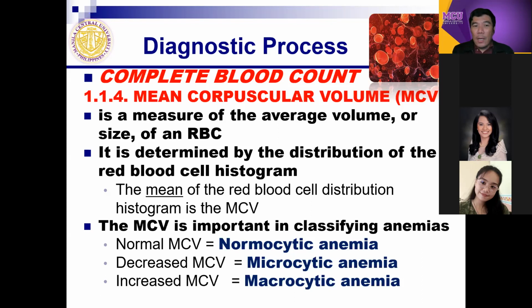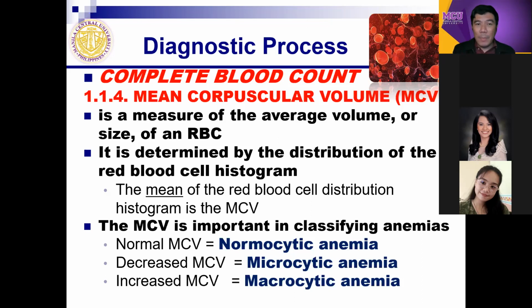So that's why if we have normal mean corpuscular volume, the term is normocytic anemia. If we have decreased MCV, or mean corpuscular volume, this is microcytic anemia. From the term itself, micro, the size of the red blood cell is small. For the increased mean corpuscular volume, we have macrocytic anemia. So obviously, the size of the red blood cell is increased from normal size.